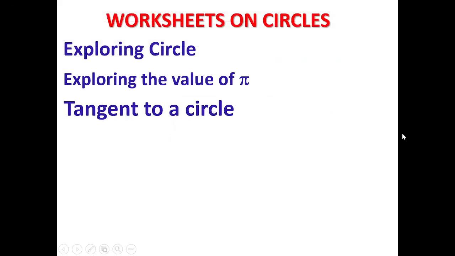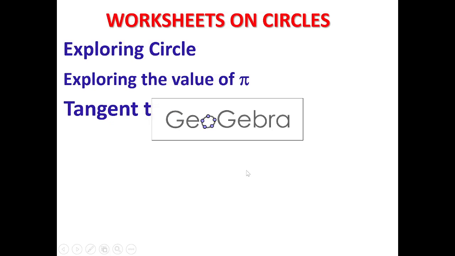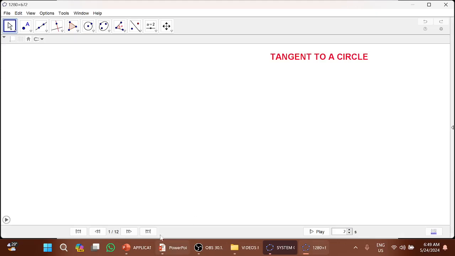Well, then let us move on to the next one, tangent to a circle. Now all the properties of tangent to a circle, secant property, I mean connection between a tangent and secant, everything you can show it to a child using GeoGebra, and even you can show them the measurement also.